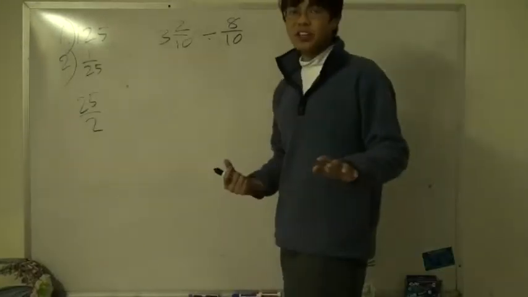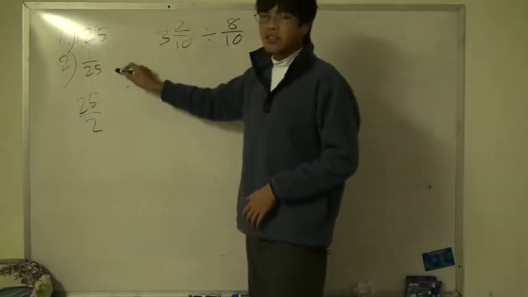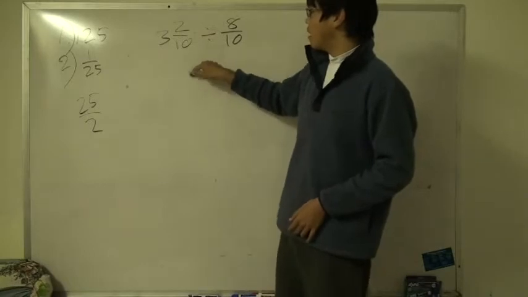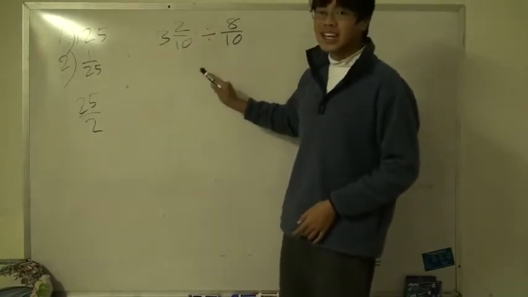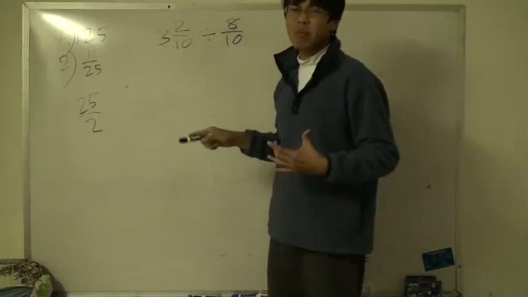Alright, I'm going to teach you how to do number 5, because this one's interesting. I already did 1 and 2, so you can check your answers after I teach you how to do number 5. Number 5, we have 3 and 2/10 divided by 8 over 10. So this number, we've got to change into an improper fraction.